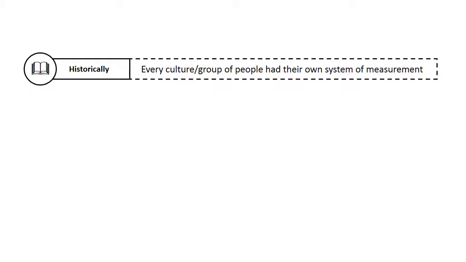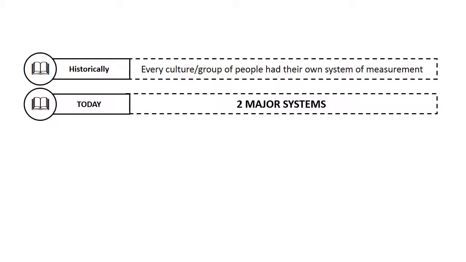Okay, so historically, every culture and group of peoples had their own system of measurement, and this has led to a lot of confusion, especially when it comes to trade, where we're taking our resources and trading them for somebody else's resources. So over time, humans developed major systems that lots and lots of different people could actually use.